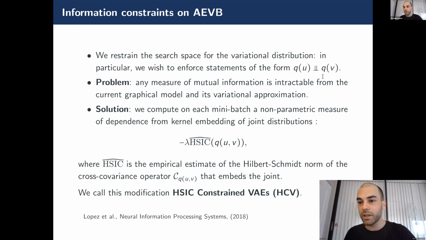And it's a bit complicated because we can't enforce these statements just by looking at the lower bound. So what we did at that time was use the Hilbert norm of the cross-covariance operator that embeds distributions. It's a non-parametric measure of dependence, and we just add it to the lower bound, so it gives you a looser lower bound, but one that has more suitable properties, and we call this HSIC constrained VAEs. If you're interested in this type of thing, I highly encourage you to look at the work. It was a surprising example where I thought the problem came from the data, but actually it came from the model. So that was interesting.